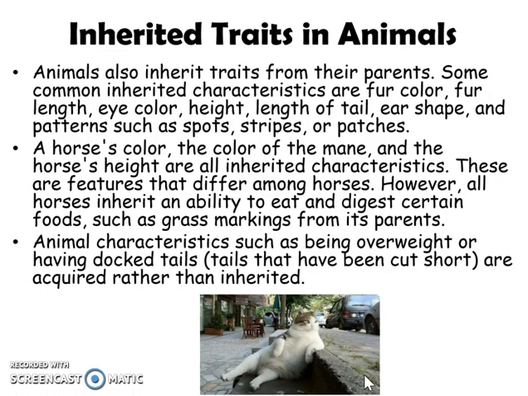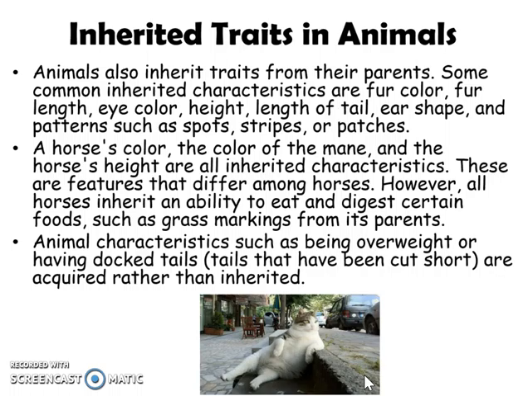All right, as with inherited traits in plants, animals also inherit traits from their parents. Some common inherited traits or characteristics are fur color, fur length, eye color, height, length of tail, ear shape, and patterns such as spots, stripes, or patches. A horse's color, the color of its mane, and the horse's height are all inherited characteristics. These are features that differ among horses. However, all horses inherit an ability to eat and digest certain foods, such as grass, from their parents.